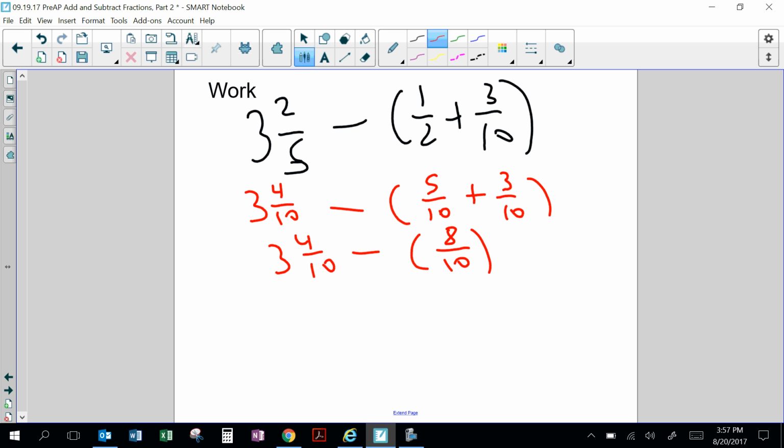Now this is where it gets a little trickier. Can you take away 8/10 from 4/10? No, you cannot. What do you remember about regrouping? I regroup, 3 becomes a 2. So I started with 3 whole, now it's 2 whole. I took away 1 whole from that.